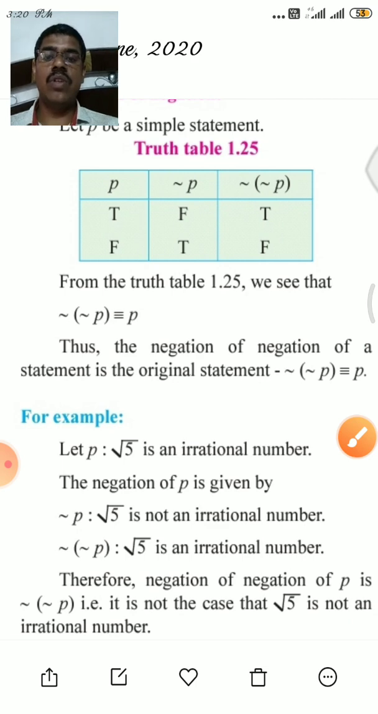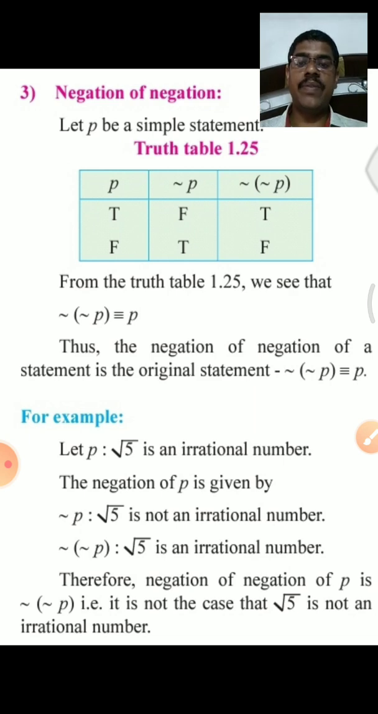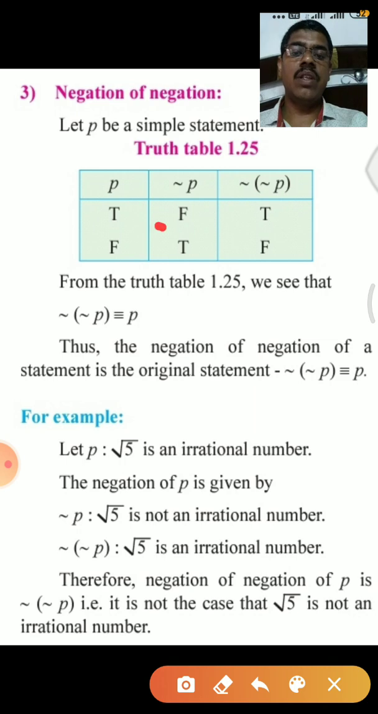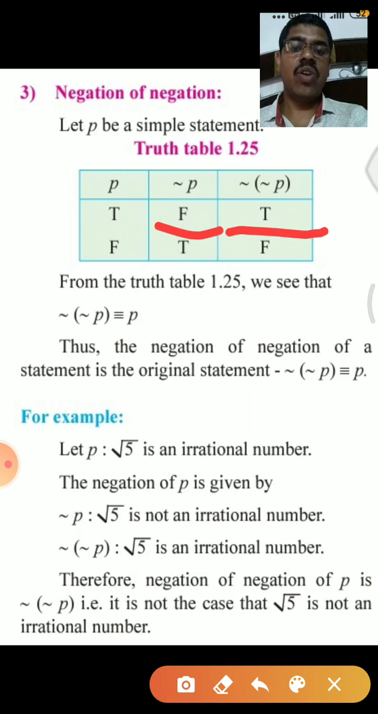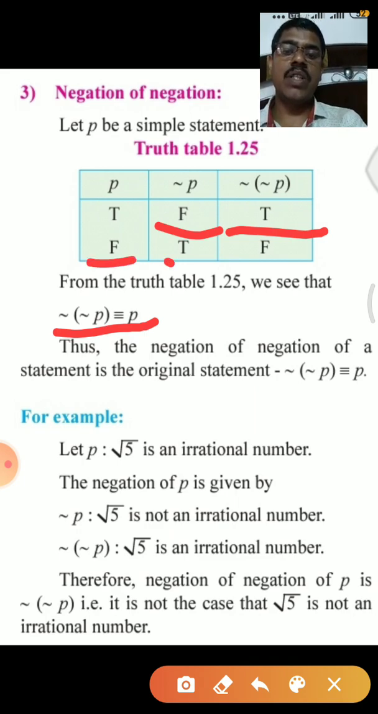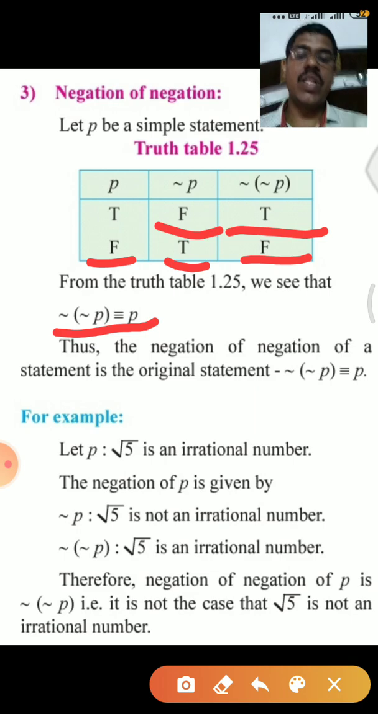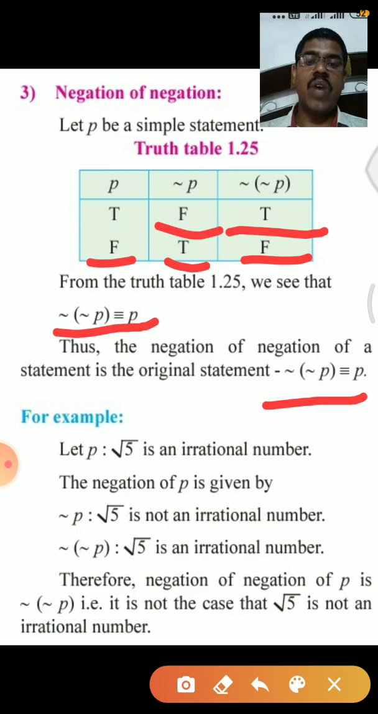Next, negation of negation. Let P be a simple statement. First, see by using the truth table. P, the value is true, its negation is F, and again the negation is T. That means the negation of negation is equivalent to P. In the same way, if the value of P is F, the negation of P is T, and again its negation is F. That means the negation of negation P is equivalent to P.